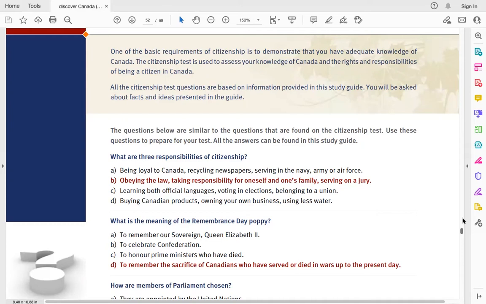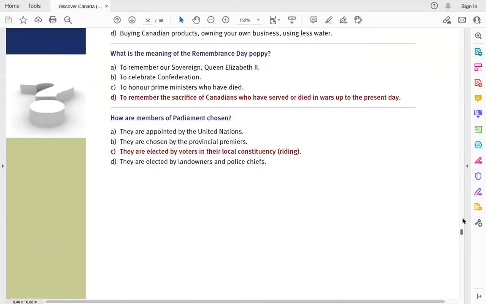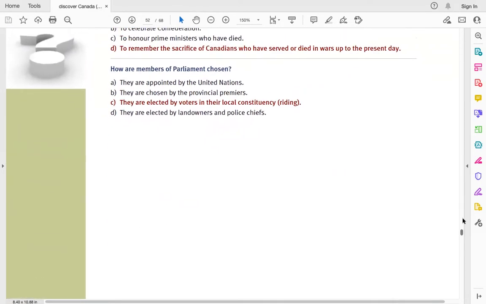What is the meaning of the Remembrance Day poppy? A, to remember our sovereign, Queen Elizabeth II. B, to celebrate Confederation. C, to honor prime ministers who have died. D, to remember the sacrifice of Canadians who have served or died in wars up to the present day. The correct answer is D, to remember the sacrifice of Canadians who have served or died in wars up to the present day.